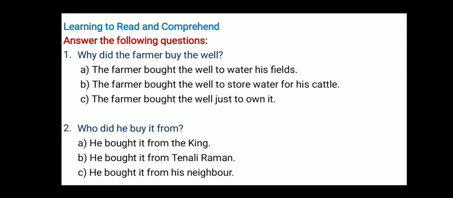Second question. Who did he buy it from? The options are: A. He bought it from the king. B. He bought it from Tenali Raman. C. He bought it from his neighbor. Now students, choose the correct option.